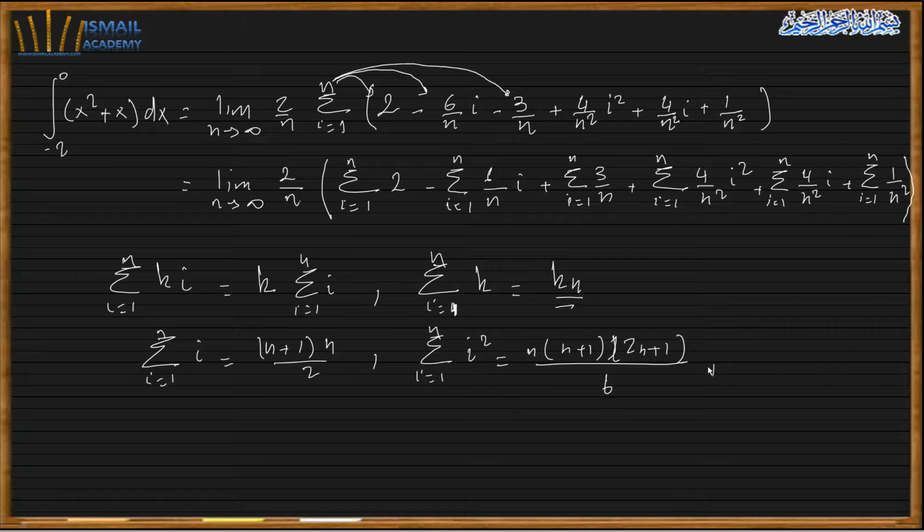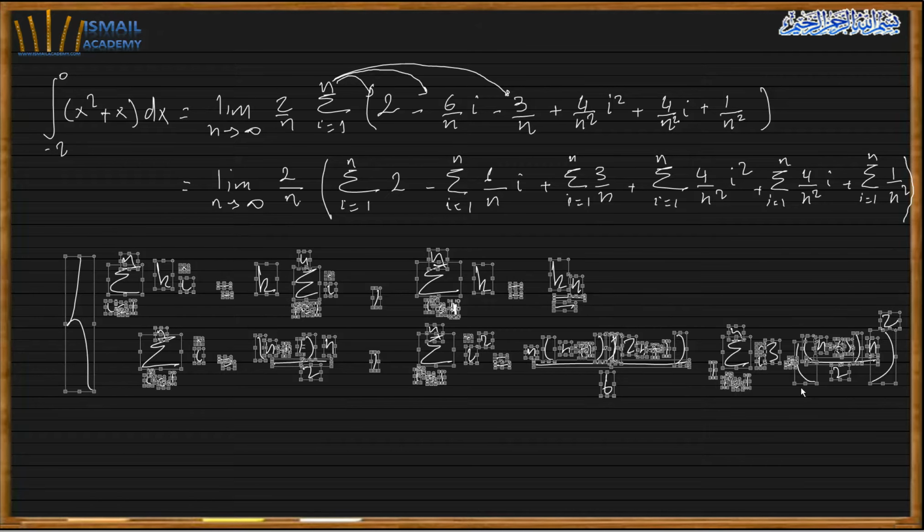There's a third one which I don't need here, but I just want to write it down for you. So i cubed from 1 to n is going to be n times n plus 1 over 2, and the whole thing squared. So those properties, you need to know them in order to finish this Riemann sum. So I'm going to use those properties here. Let me erase those now, so at least you got them.